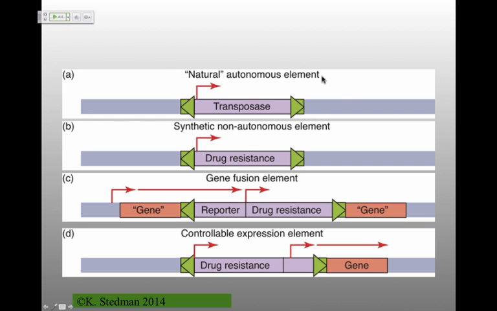Your normal transposon is just like this. And these are DNA transposons. You can do this with retrotransposons. It's actually a lot harder to do that. So most of the time we're using DNA-only transposons here. So normally you have your transposase with these inverted repeat sequences at either end. You can just replace that transposase gene with a drug resistance gene. And now this is a non-autonomous element.